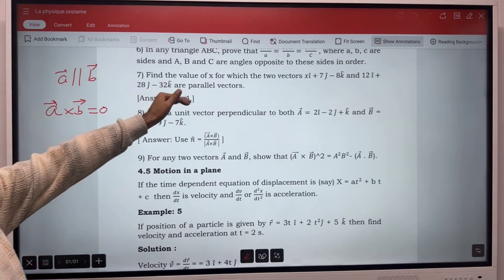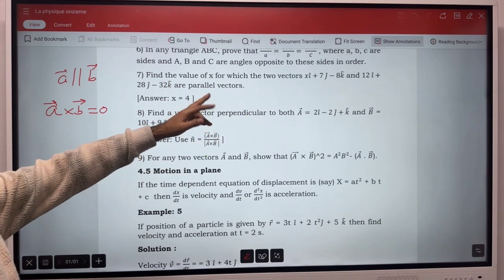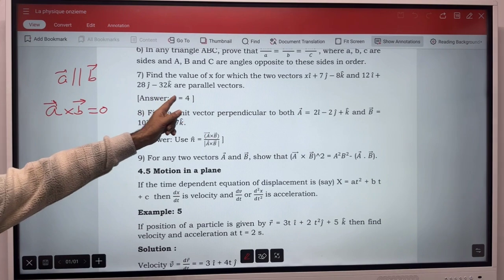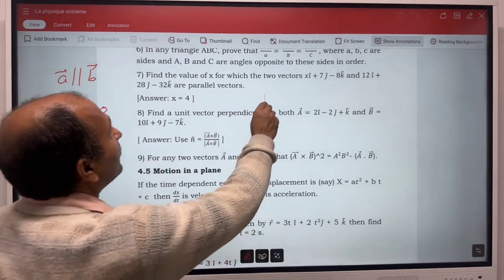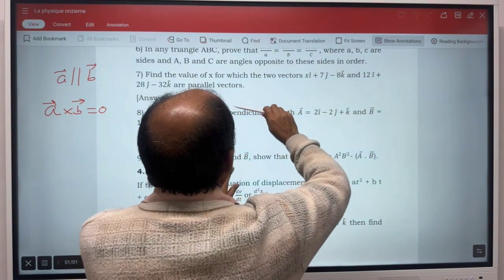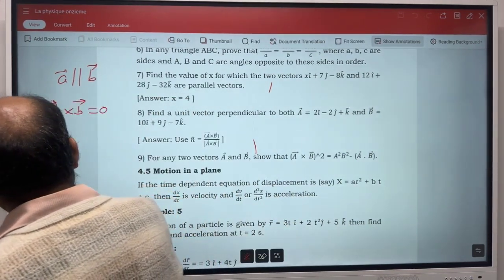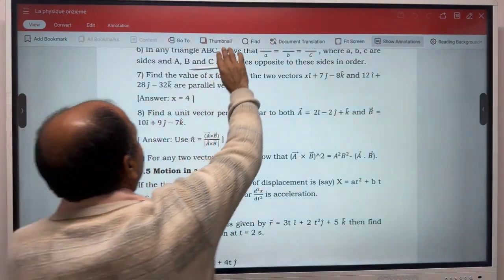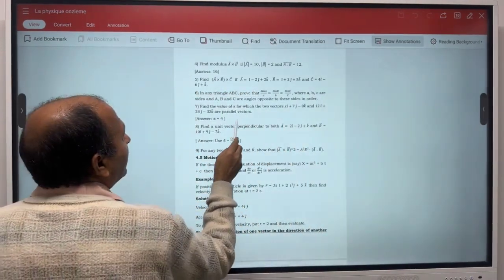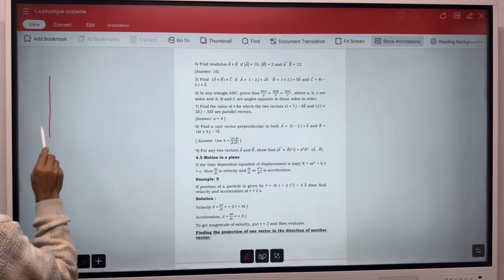Here in our question it is given, find the value of x for which the two vectors x i plus 7 j minus 8 k and 12 i plus 28 j minus 32 k are parallel vectors. So if they are parallel, then their cross product will be 0. So you can take their cross product and equate it to 0. So to take the cross product of the two vectors, let's take its cross product and we equate it to 0.